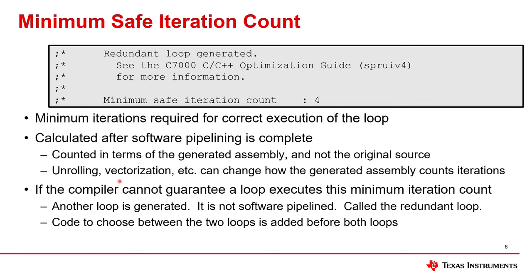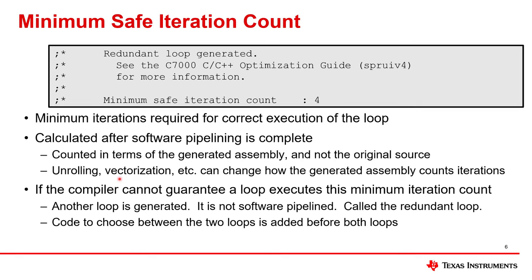Now, in our specific case, it turns out there is no difference. How the source code counts iterations and how the assembly code counts iterations is a match, but that's not always the case. This can make things a little bit difficult, but that's how it works.